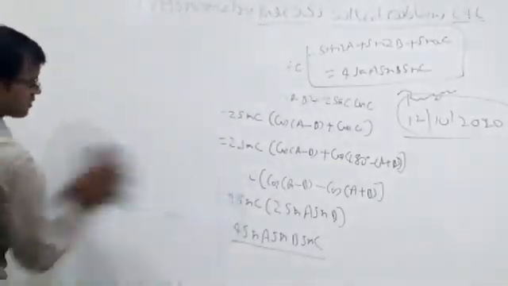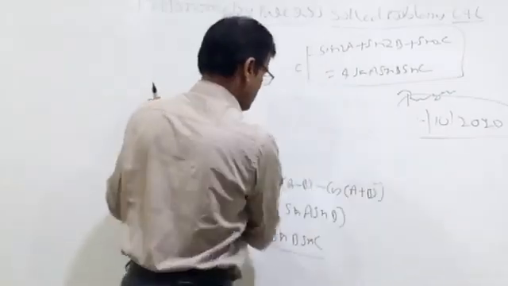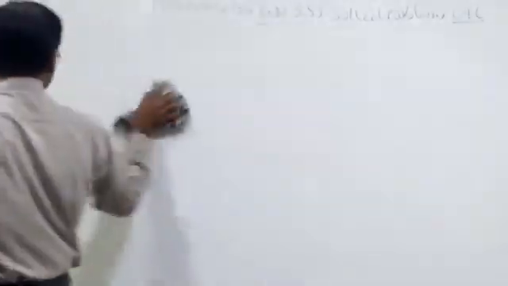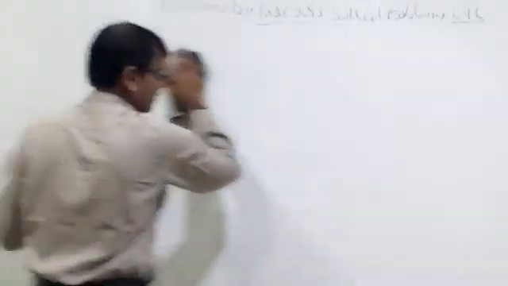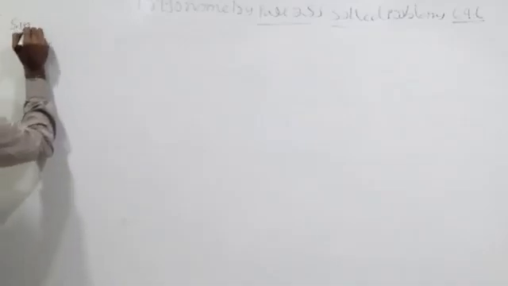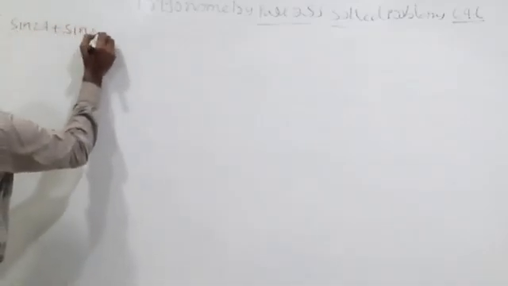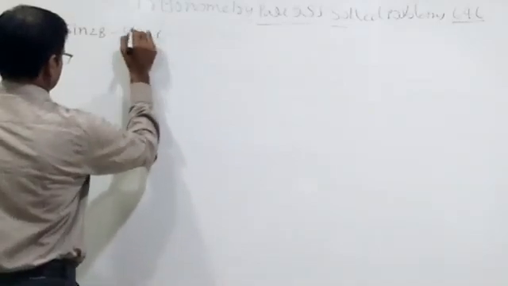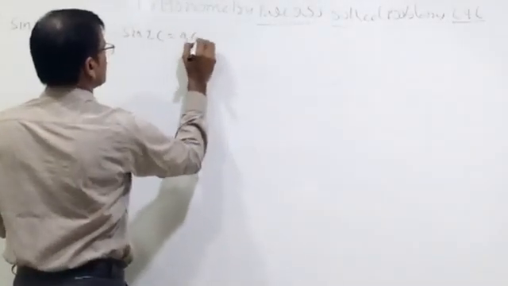Using the same concept. Second question: sin 2A plus sin 2B minus sin 2C is equal to 4 cos A cos B sin C.